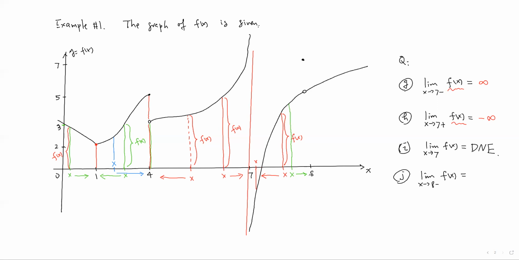As x approaches 8, this height is approaching the height of this open dot. Yeah, the height of this open dot. The height of this open dot is 5. So therefore, this limit is 5.